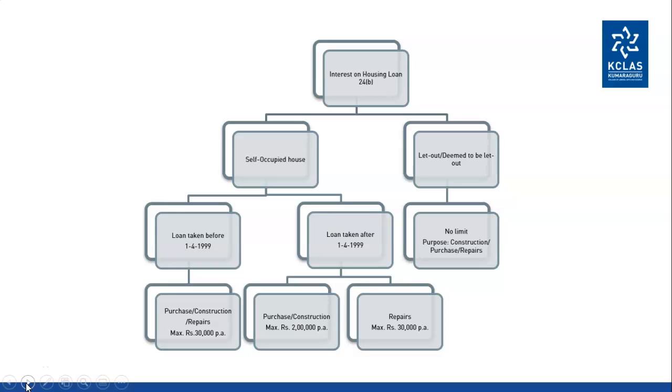Point number 3, for repairs etc. or for the purchase or construction of the house property, if such acquisition or construction is not completed within 5 years as prescribed, that is under point number 2 which we were discussing, from the day of getting the loan within 5 years it has to be completed. If that is not met, interest on the loan is allowed as deduction up to a maximum of 30,000 only. So these are the 3 important conditions we are supposed to look at with regards to the maximum limit of interest.